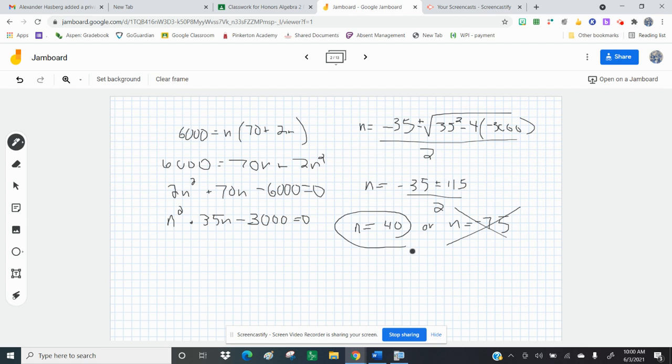But if we go back and read what the question asked us, the question did not ask us how many rows there are, they asked us how many seats there were in the last row. So they asked us what an is. So we know a1 is 36, plus d, which we said was 2, times n minus 1, so 40 minus 1, which would be 39. And we can go ahead and go to our calculator, and we'll say 39 times 2 plus 36, and we'll get 114. So my last row will have 114 seats in it.